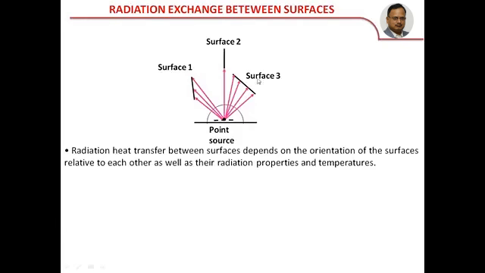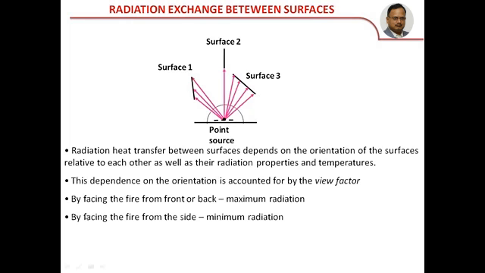relative to each other, as well as their radiation properties and temperatures. Like radiation properties, its emissivity, absorptivity, transmittivity, and of course its temperature also. This dependence on the orientation is accounted for by a term called view factor or configuration factor. For example, if you face the fire from front or back, you receive maximum radiation. Instead, if you are facing the fire from the side, you receive minimum radiation.